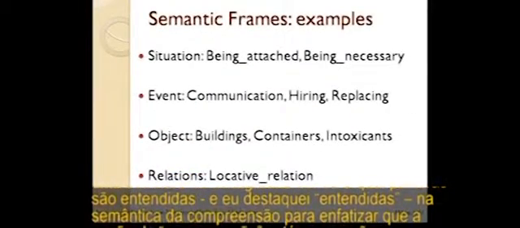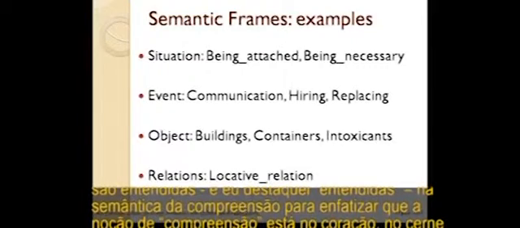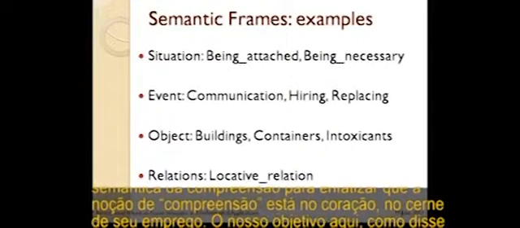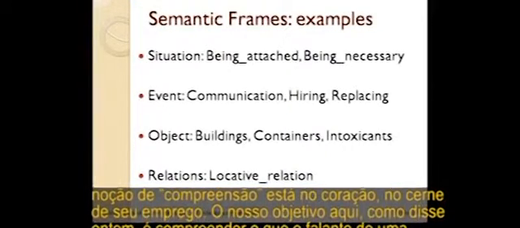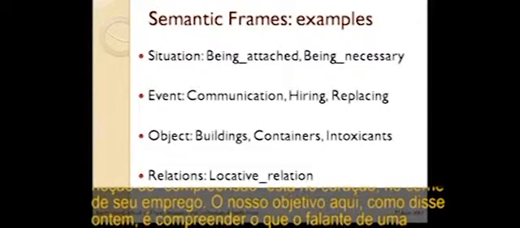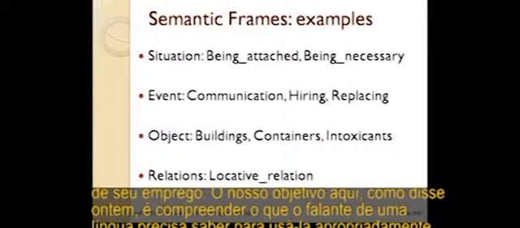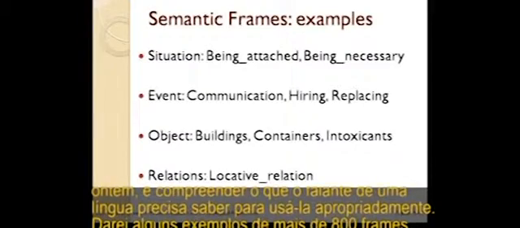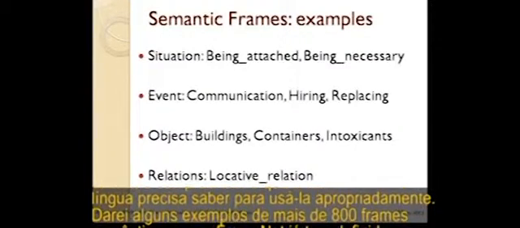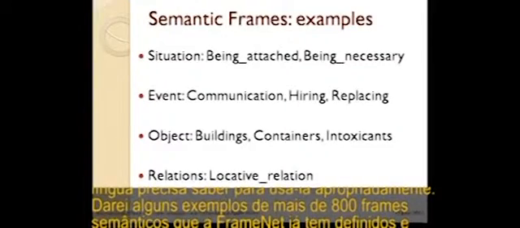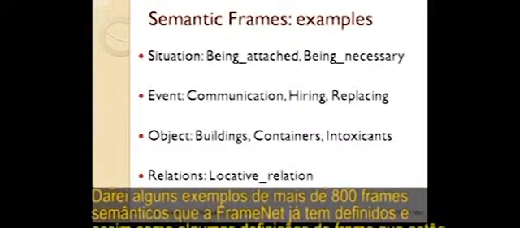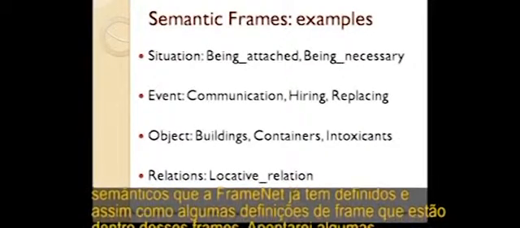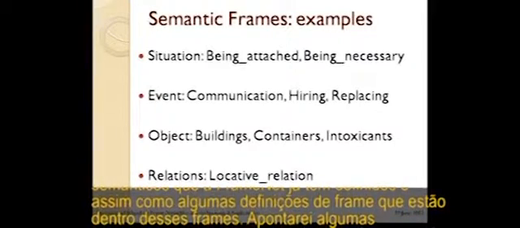So I'm going to give you some examples of the over 800 semantic frames that FrameNet now has defined. And then I'm going to give you the frame definitions of one or two of these frames, and we're going to look at an example sentence. The purpose of doing this is so that you get a sense of the range of types of frames that are in FrameNet, and at least an initial sense for what is annotated.